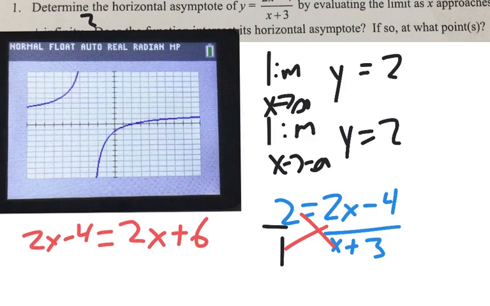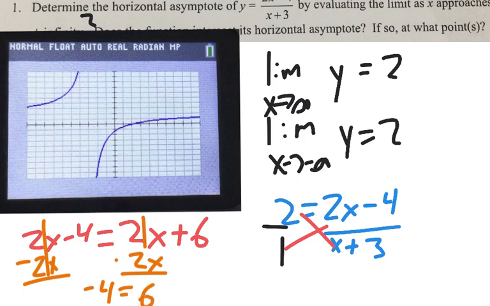And now we've got x's on each side. So move one of them to the other side so I can subtract 2x on both sides. Now the x's go away. So I'm left with a math statement, negative 4 equals 6. It's not a true math statement. So, no, it never crosses.